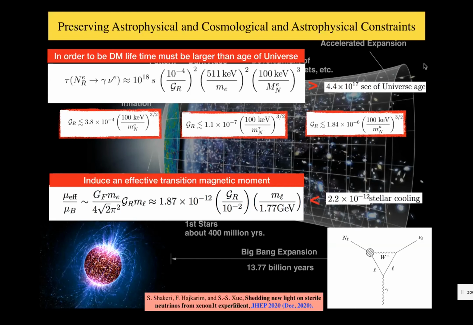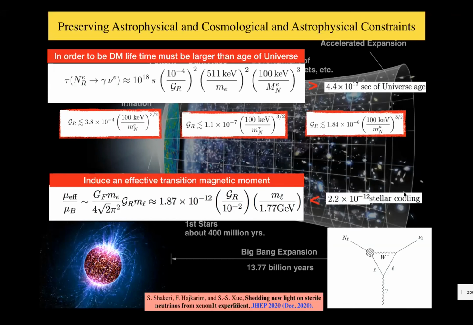So I think I'm going to finish my slides. I would just like to comment on some astrophysical and cosmological constraints that our model respects. If we demand to have a dark matter sterile neutrino, the lifetime of that particle should be larger than the lifetime of the universe.